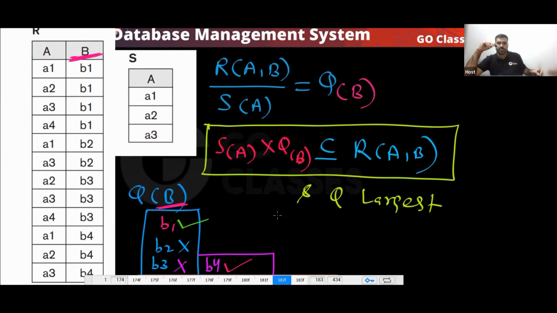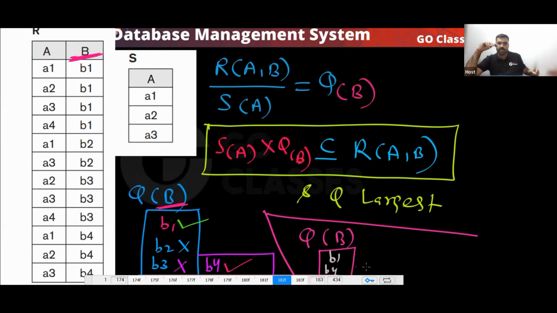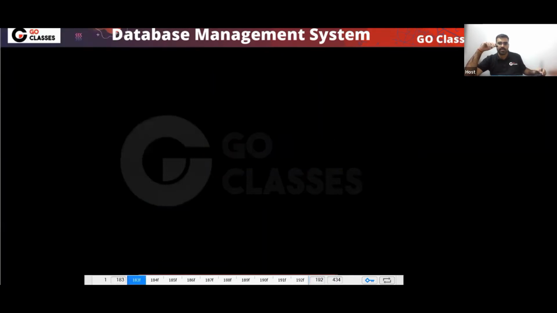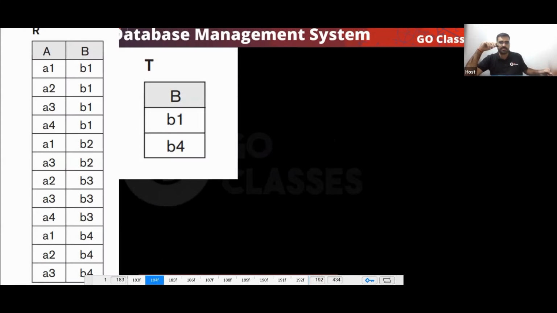So your final answer is what? Tell me your final answer. Your final answer is Q. In Q you have attribute B, and there will be two, B1 and B4. That's it. This is your final answer. Okay, clear? So everything is clear.